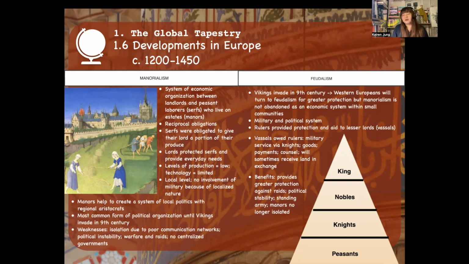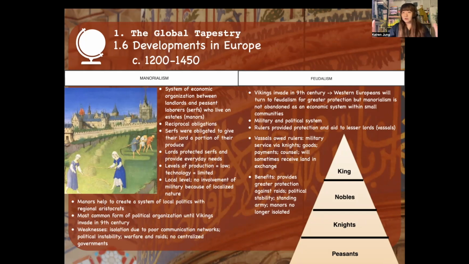So feudalism, in a way, was created almost as a system of defense against the Viking raids. Vassals would owe the rulers military service via knights, goods, payments, counsel, and they would sometimes receive land in exchange. The benefits were that this provided greater protection against raids because it was a system of military organization that could be more easily defended, and it provided political stability, no infighting, standing armies, and manors would not be isolated anymore. So if you're just a bunch of isolated manors scattered about in the countryside somewhere, then when the Vikings come, you're not going to be surviving very long.